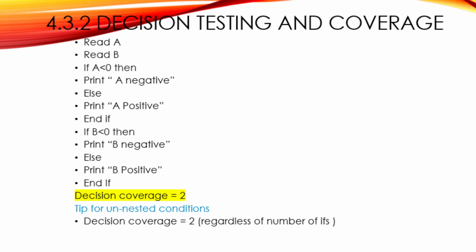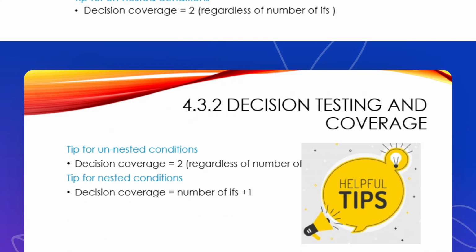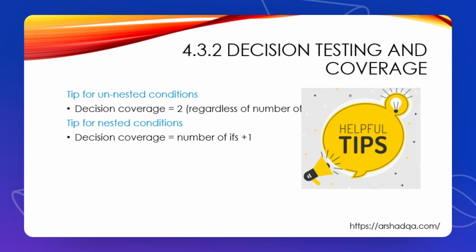In this example, our decision coverage is 2, because this is an unnested condition. In an unnested condition we have decision coverage 2 regardless of the number of ifs. In this case we have read A, read B. If A less than 0, then print A negative, else print A positive, and if B less than 0, then print B negative, else print B positive. Remember the tips, which are for decision testing and coverage, not for statement testing and coverage. The tip for unnested conditions is that decision coverage is 2 regardless of the number of ifs. The tip for nested conditions is that decision coverage is the number of ifs plus 1.